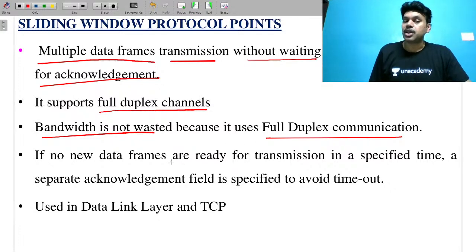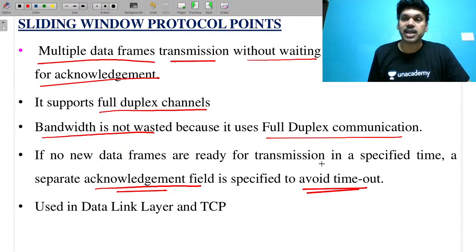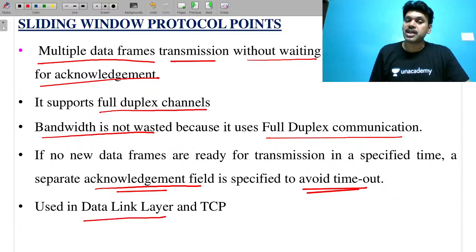If you do not have any data transmissions readily available, then you can send the acknowledgement field to avoid timeouts. This feature is also there in the sliding window protocol. What is a real-time application of sliding window protocol? One real-time application is the data link layer. The other real-time application is TCP, the transmission control protocol.